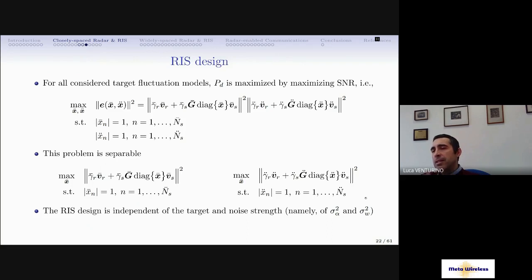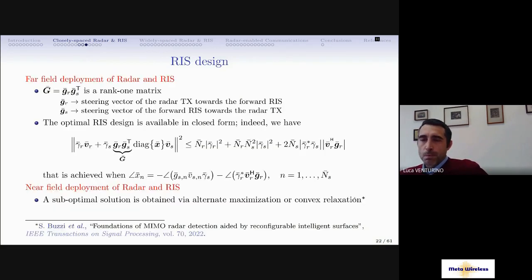There is actually another important piece of good news. The RIS design is actually independent of the target strength and the noise strength. Remember, the target strength is sigma squared alpha, which may not be known in our problem. And also, it is independent of the noise strength, sigma squared w. So once we have our design for the RIS, this design must not be updated if the target strength changes or if the noise strength changes.